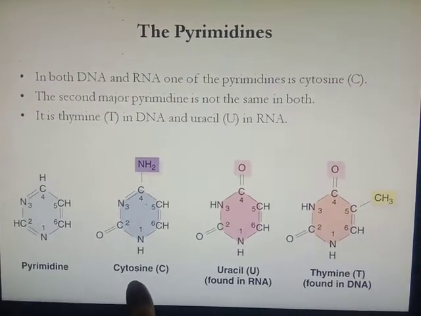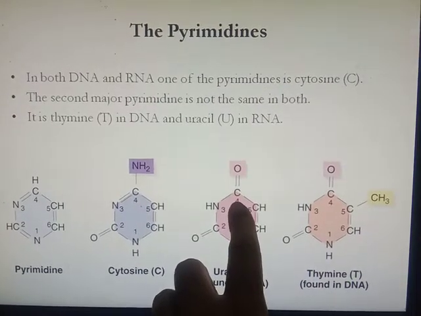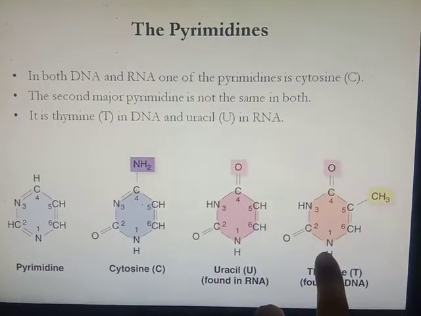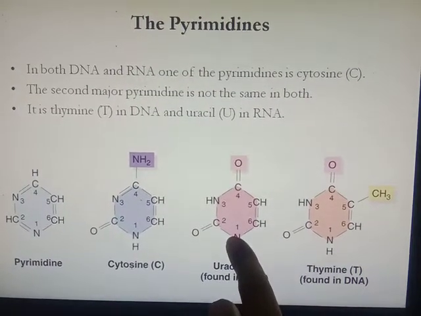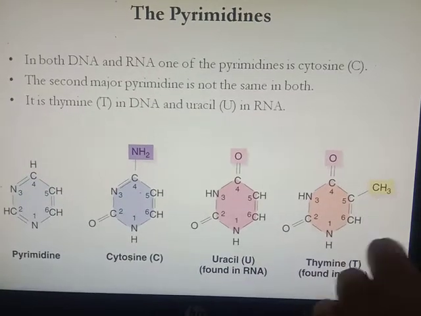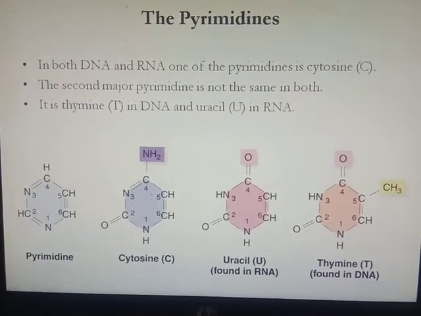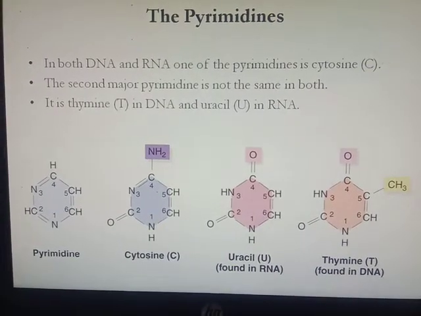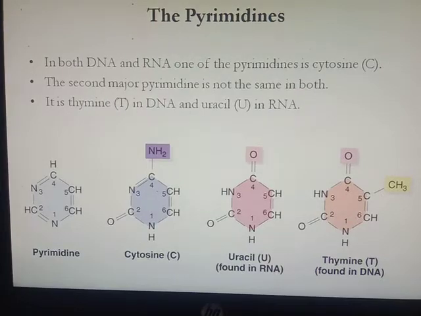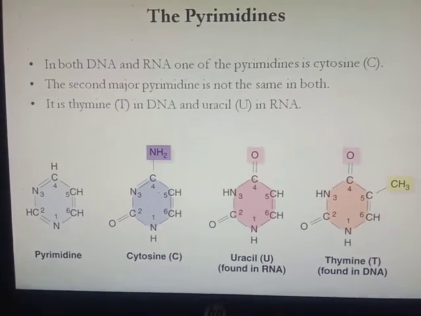In cytosine, the second carbon contains oxygen and the fourth carbon contains an amino group, whereas in uracil the amino group present at the fourth carbon in cytosine is replaced by oxygen, whereas thymine is similar to uracil but at the fifth carbon it contains a methyl group. So we can say that thymine is a methyl derivative of uracil. The difference between uracil and thymine is only the presence or absence of a methyl group, which determines whether it is uracil or thymine.